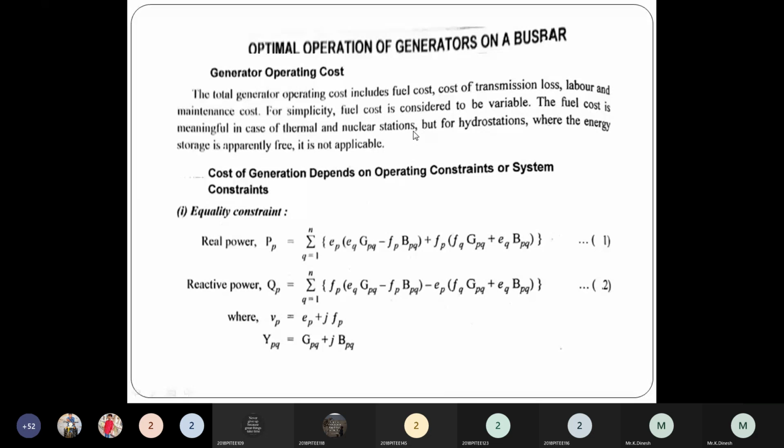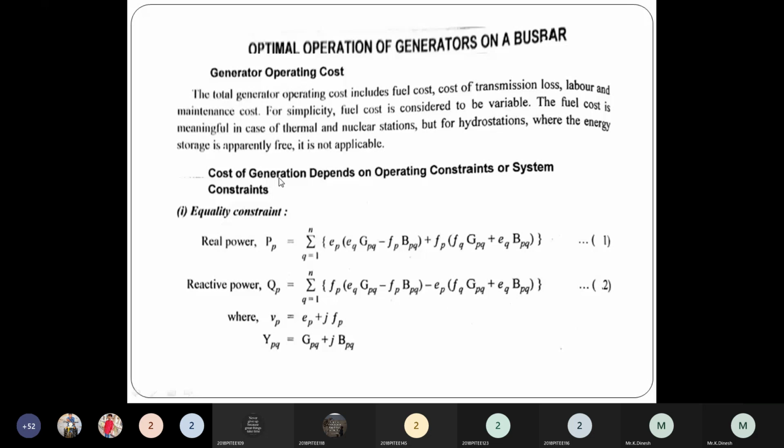But for a hydro station, it is not applicable. Why is it not applicable? Energy storage is apparently free. Based on the stream of water, the storage is not permanent. So it is not applicable to hydro stations, which don't have any fuel because water is a natural resource. So it comes under renewable also.